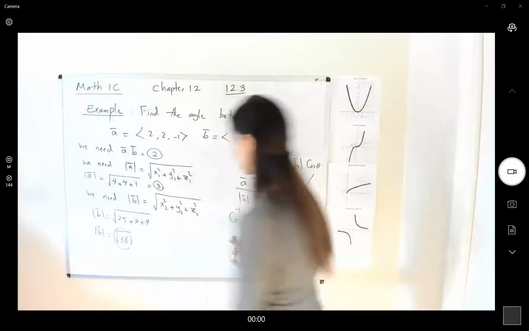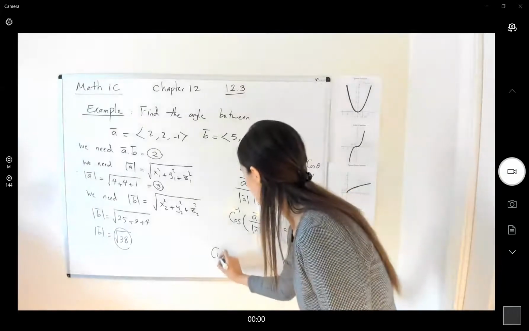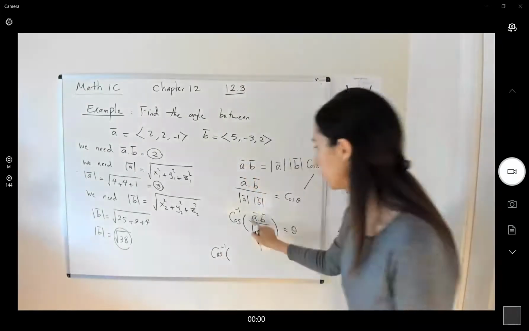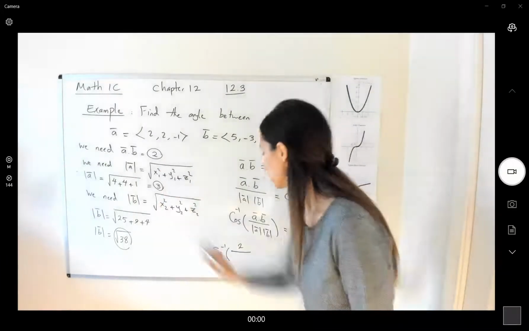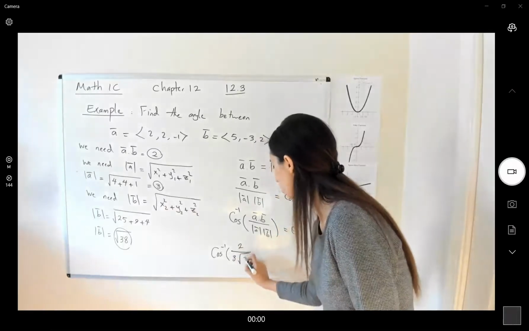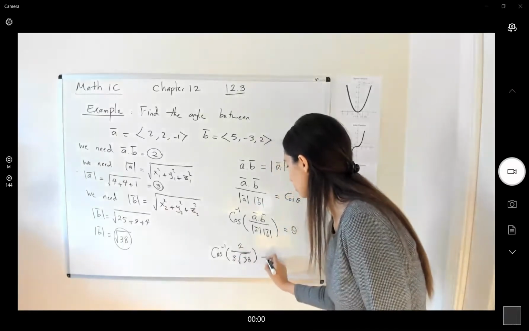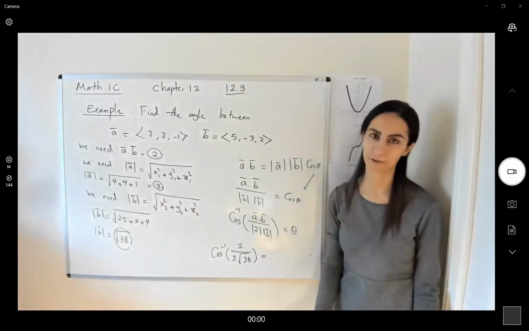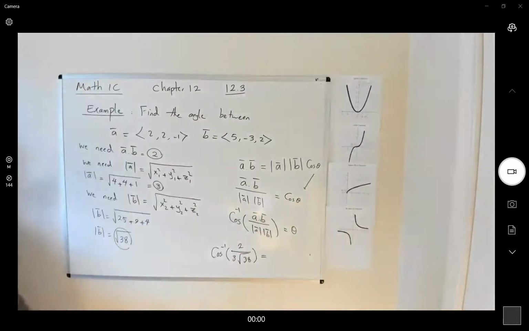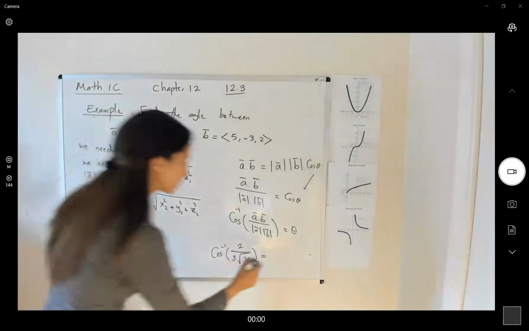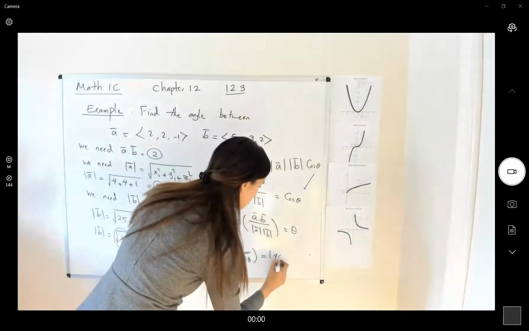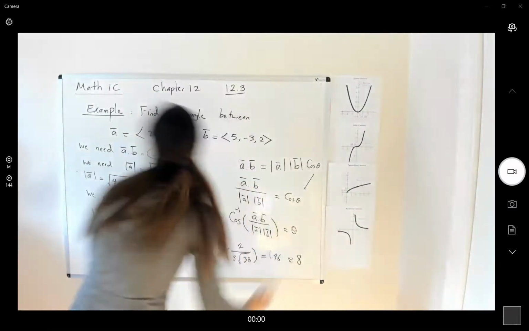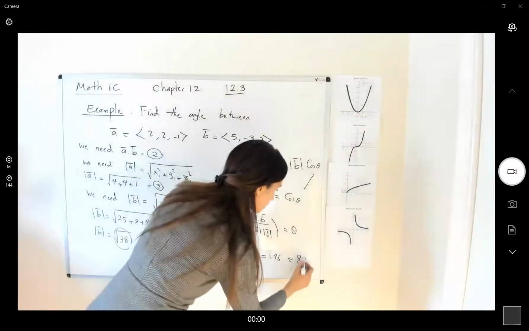Okay, let us get back to the formula. The inverse cosine of A dot B, the dot product, which is 2, divided by 3 times the square root of 38, is equal to theta. For this calculation, you have to use your calculator. If you use your calculator, theta is equal to 1.46 radians, or about 84 degrees.